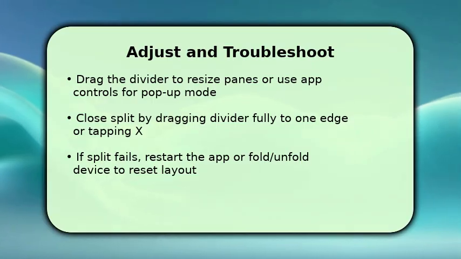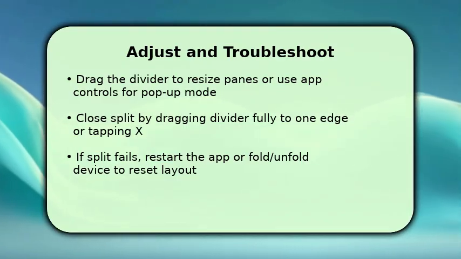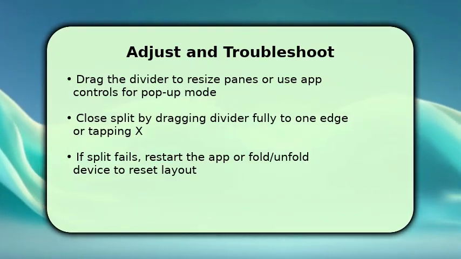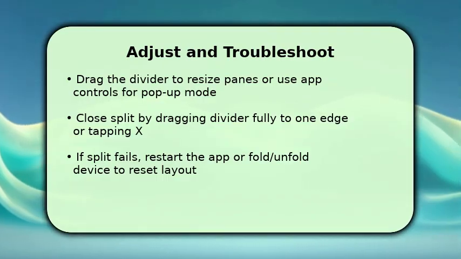If split screen doesn't appear, force close the apps, restart the phone, or briefly fold and unfold the Z Fold 7 to reset the window manager. Doing that usually fixes layout hiccups.